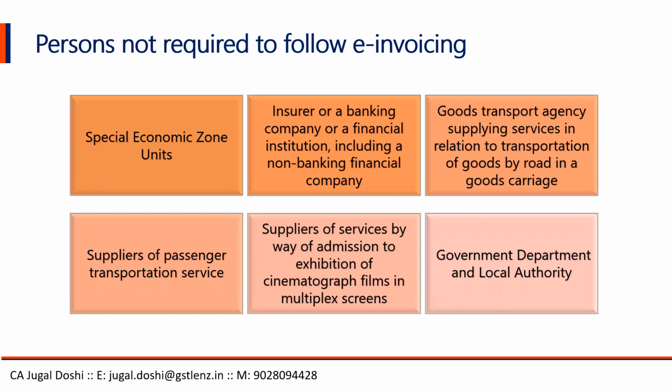Here there is no bifurcation like a GTA which is paying on RCM or a GTA who is charging on forward charge mechanism. They have simply excluded GTAs. Next is supplier of passenger transportation service, let's say Ola, Uber, etc. Then supplier of services by way of admission or exhibition of cinematographic film in multiplex screens. So for Inox, PVR, they don't have to generate e-invoice. And last is government department or a local authority. So even if a government department is having GST registration, they need not generate e-invoice.